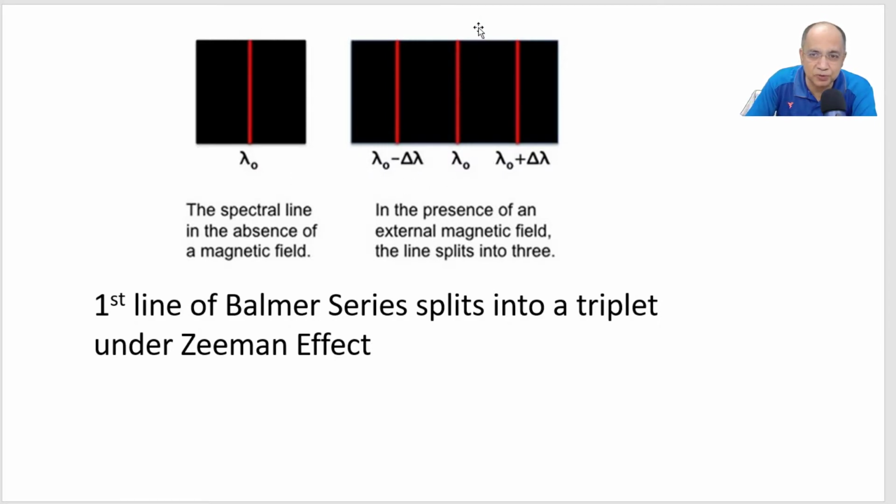This is at this position at the middle, and this is delta lambda to the left, delta lambda to the right. So there will be 2 delta lambda from the first line to the last line, right? So this is a triplet. In presence of external magnetic field, the line splits into a triplet. This is Zeeman effect, right? One line, now in presence of external field, 3 lines.